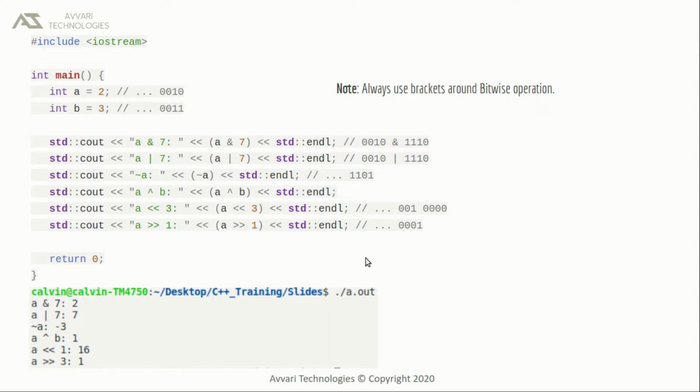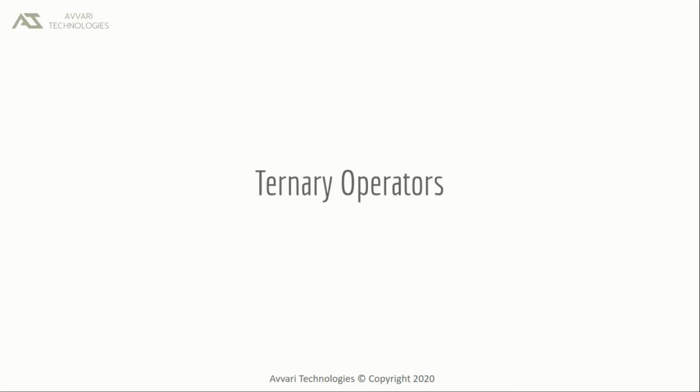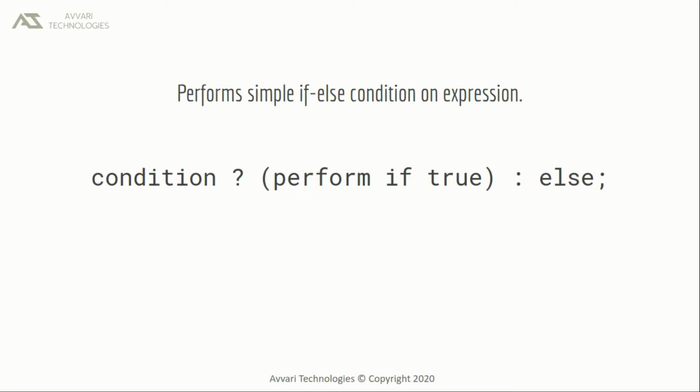Finally, we are right shifting the variable A by one position. Before, the value was 0010. Now if we right shift by one position, it becomes 0001. The one is truncated.